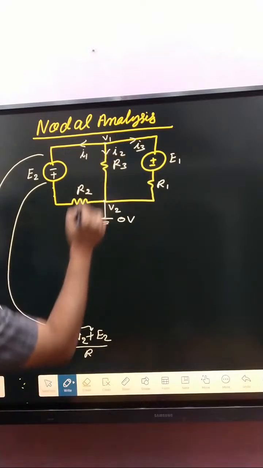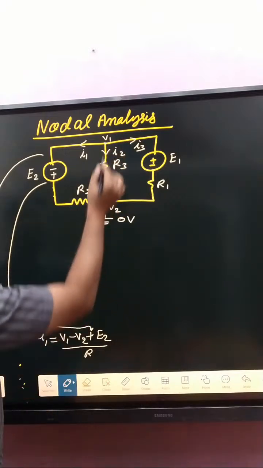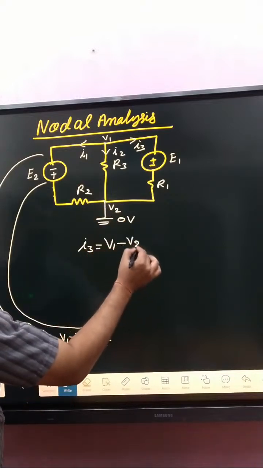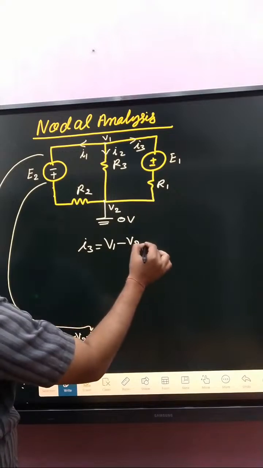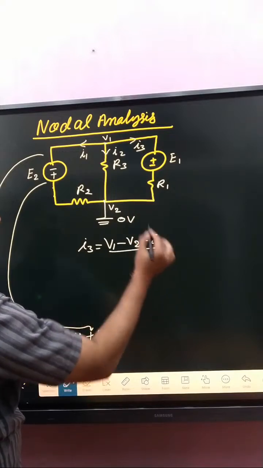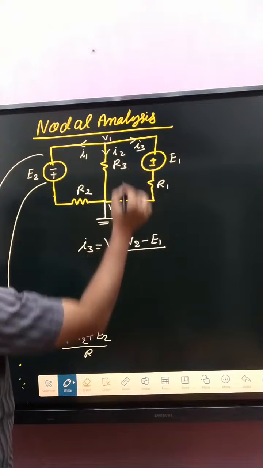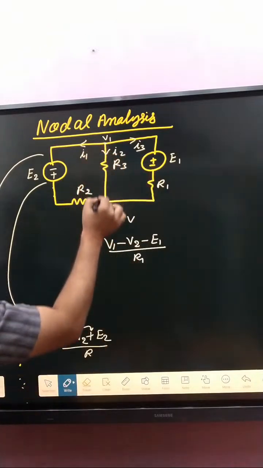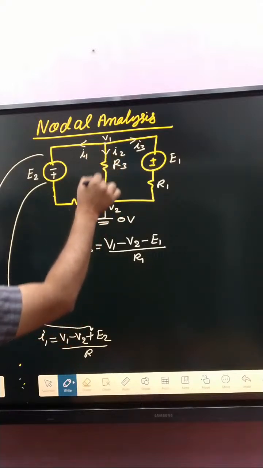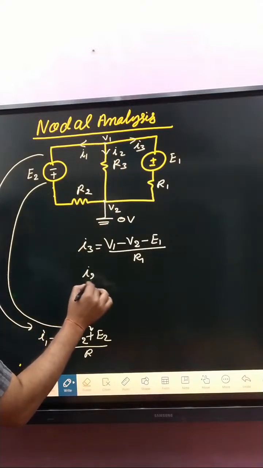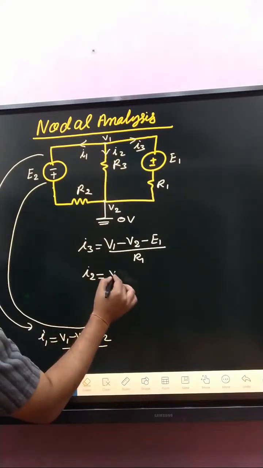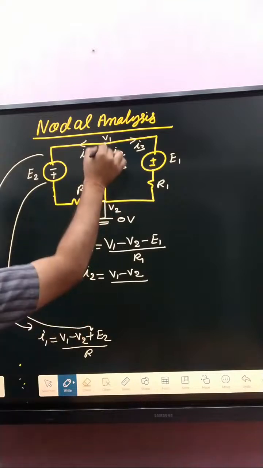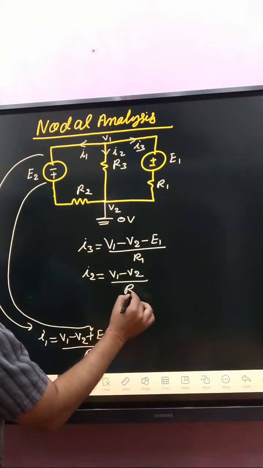And what about I3? If you want I3, if you apply that formula, V1 and V2, current leaving from the negative terminal, so minus E1 divided by how much resistance is connected in this branch, that is R1, simply R1. Now you apply KCL. What about I2? I2 is simply V1 minus V2, no source connected between these two terminals, so simply R3.